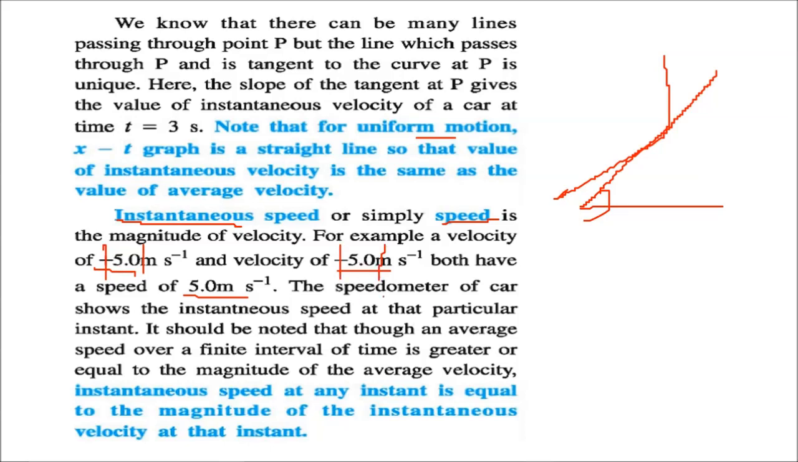The speedometer of a car shows the instantaneous speed at that particular instant. We have to note that though the average speed over a finite interval of time is greater than or equal to the magnitude of average velocity, the instantaneous speed at any instant is equal to the magnitude of instantaneous velocity at that instant, because we are taking the absolute values.